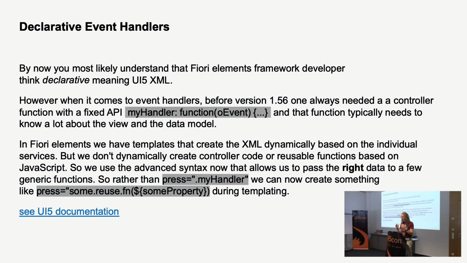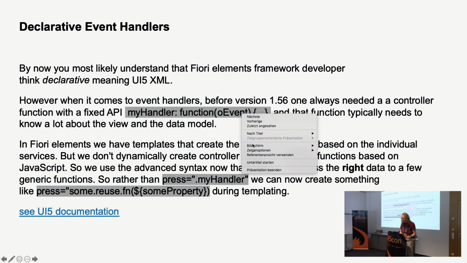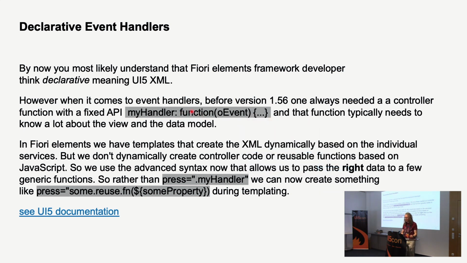So the only way to understand what the properties and structures are is that we put them into the XML through transformation. If it comes to event handling, if you have a button and a press handler and so on, the normal UI5 programming model would say somewhere in your controller you have an event handler. So you have the event handler here. And it always has the same API.